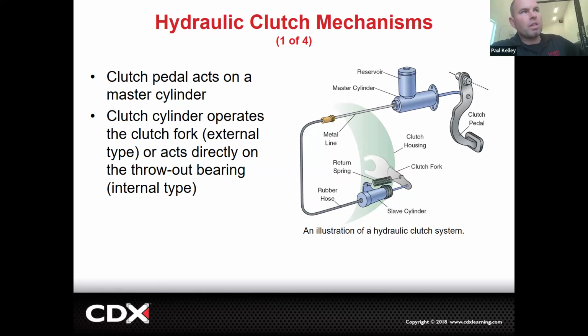But now if you look at this, I'm going to throw like five ASE concepts at you, because ASE's got mostly questions on hydraulics. Let's just say this is bolted to the firewall. If we had a firewall that was maybe rusted out or cracked, do you see how that could make your clutch not disengage all the way?